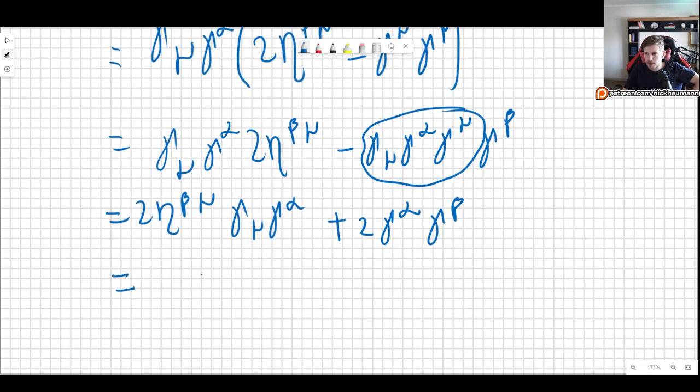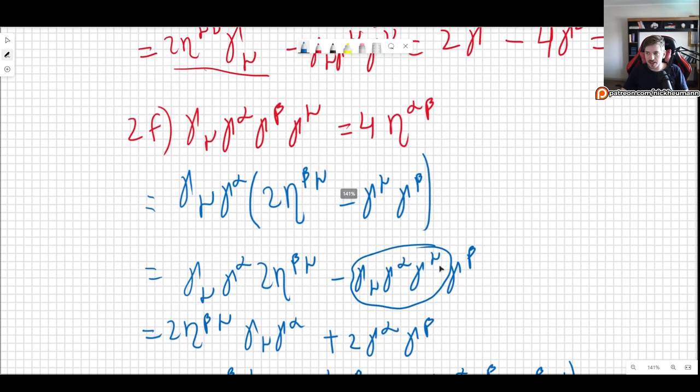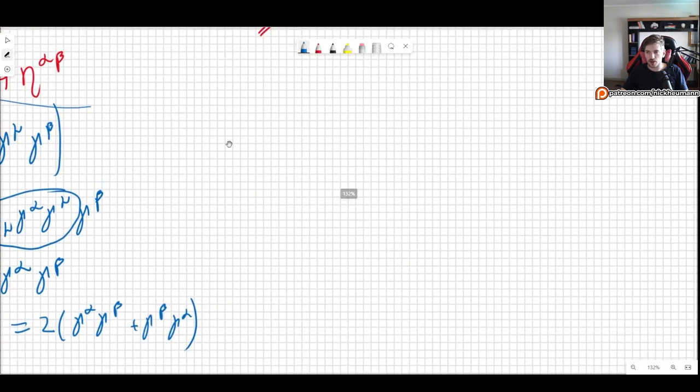What else? Then we have 2 eta beta mu. So here we multiply through, so we get 2 times, and what this does is it raises the index, and then we are left with gamma beta gamma alpha. Sorry, this is gamma beta gamma alpha. And what is this? Well, look at this. If we factor out a 2 and just rearrange it, gamma alpha gamma beta plus gamma beta gamma alpha, this is the Clifford algebra. So this is simply 2 times 2 eta alpha beta. So simply 4 times eta alpha beta, which is exactly what we wanted to prove. There we go. Easy peasy.